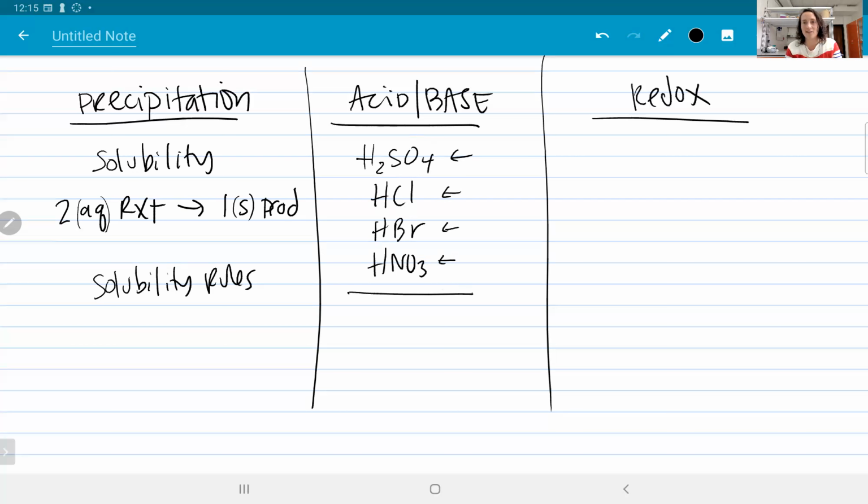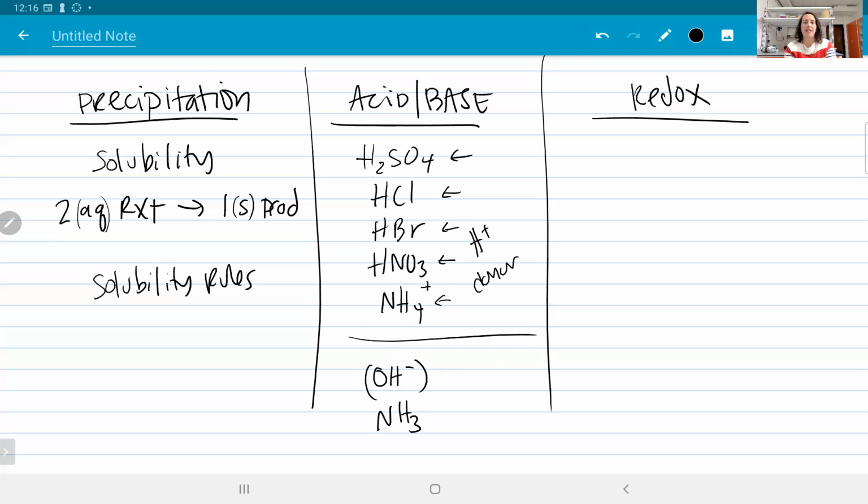Actually, let me put one more acid on there for you, because you end up seeing it a bunch. The ammonium ion is also an acid. Remember, the definition of acids is that they are proton donors, H+ donors. For bases, you're usually looking at one of two things. You're looking for hydroxide anions, or you're looking for ammonia, NH3.